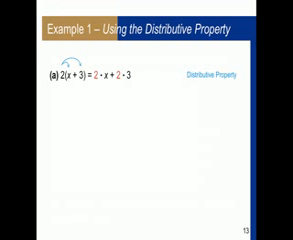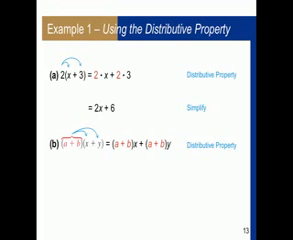So, an example using the distributive property, we have 2 times a quantity of x plus 3. So what we're saying is we want to multiply 2 times x, and we want to multiply 2 times 3 and carry out our addition property on the inside of those parentheses. So we end up with 2x plus 6.